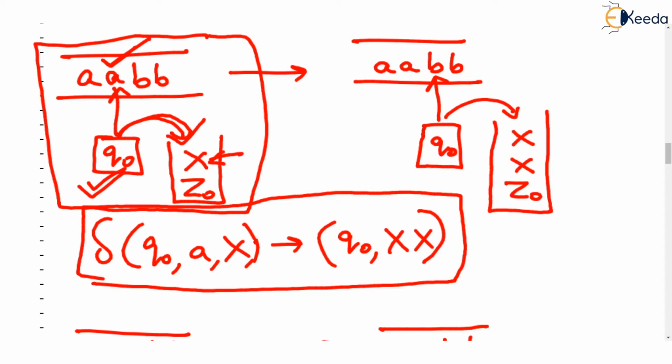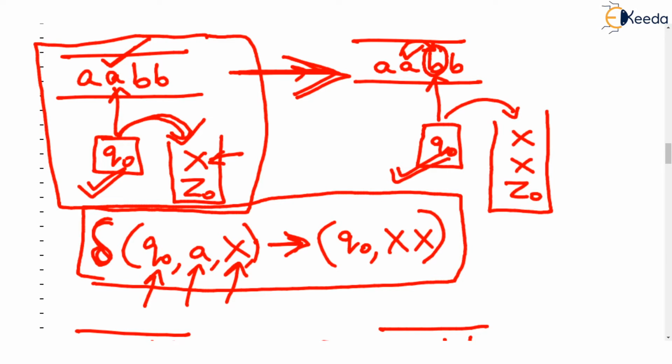So what are the three things we are having? Current state is Q0, current input is A, and top of the stack is X. We define delta as the function of these three things. But then what is the result? What is the result and what does the PDA do? Remember, the PDA will move on to the next symbol. So next time it is going to read B, but currently it has read this A. And look at the state, it is still in Q0. It has not changed the state.